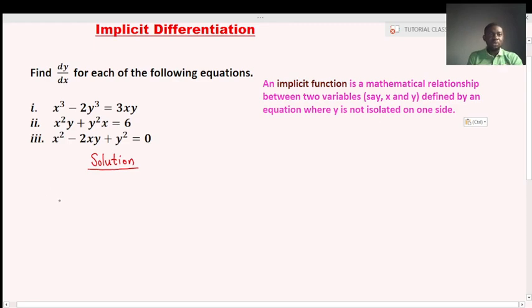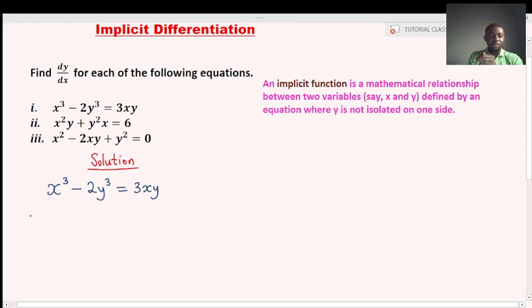Now, to solve this problem, one thing is very key. You must be good at your chain rule, the use of chain rule. And in doing this, what we need to do is just differentiate both sides with respect to x. So let's start where we have x cubed minus 2y cubed equals 3xy. The first step, differentiate both sides of this equation with respect to x.